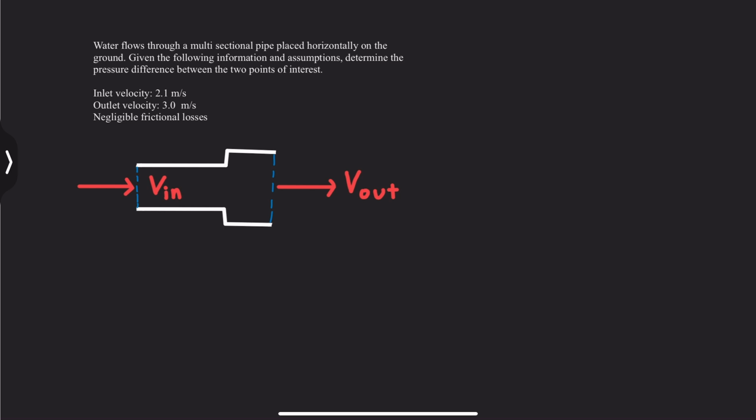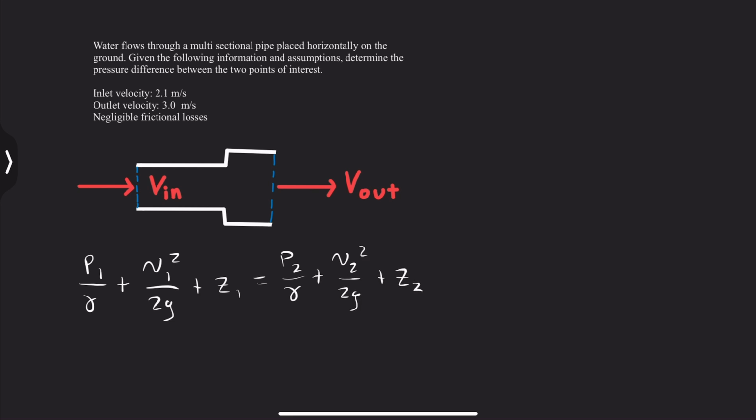Okay, so the first thing I think about in this problem is, can we utilize the Bernoulli equation, which states that, well, I'll just write it out here. P1 on gamma plus V1 squared on 2g plus Z1 equals P2 on gamma plus V2 squared on 2g plus Z2.